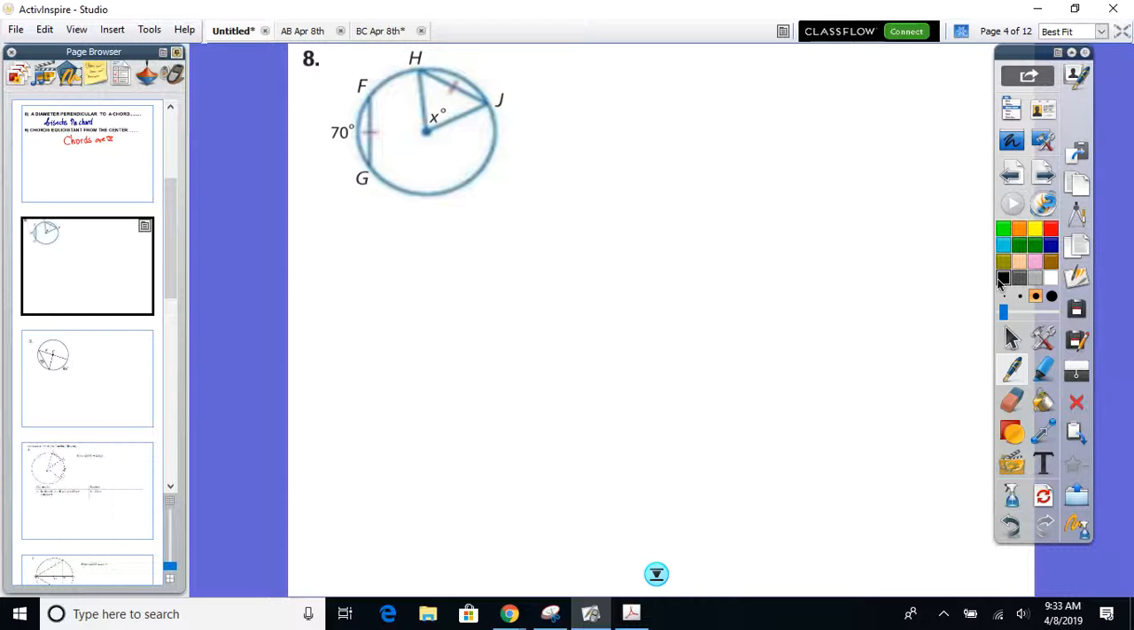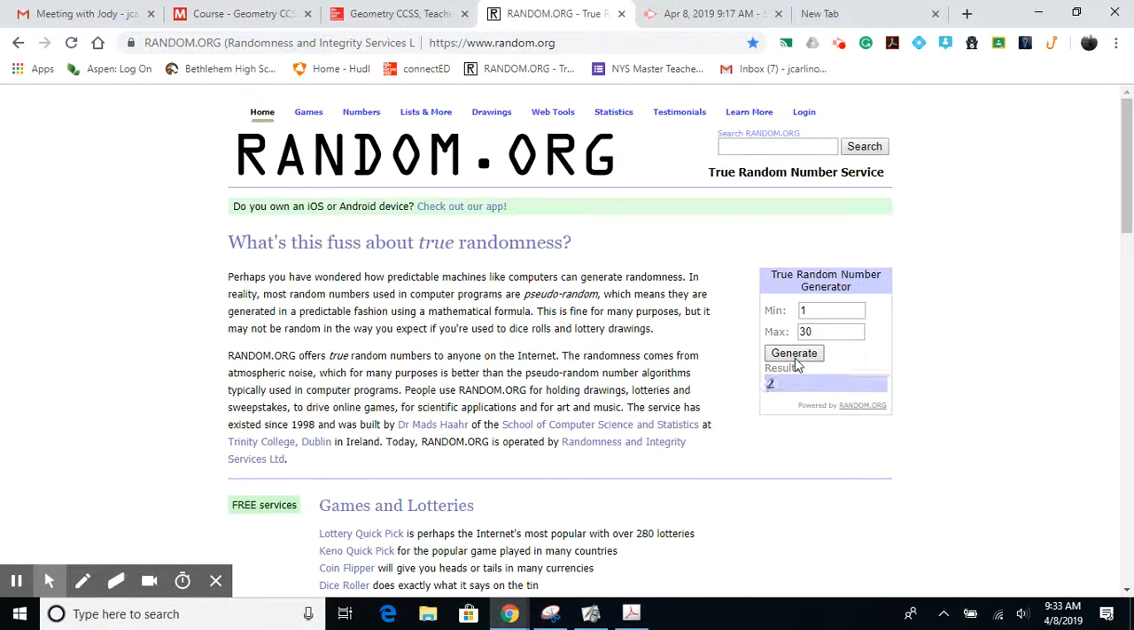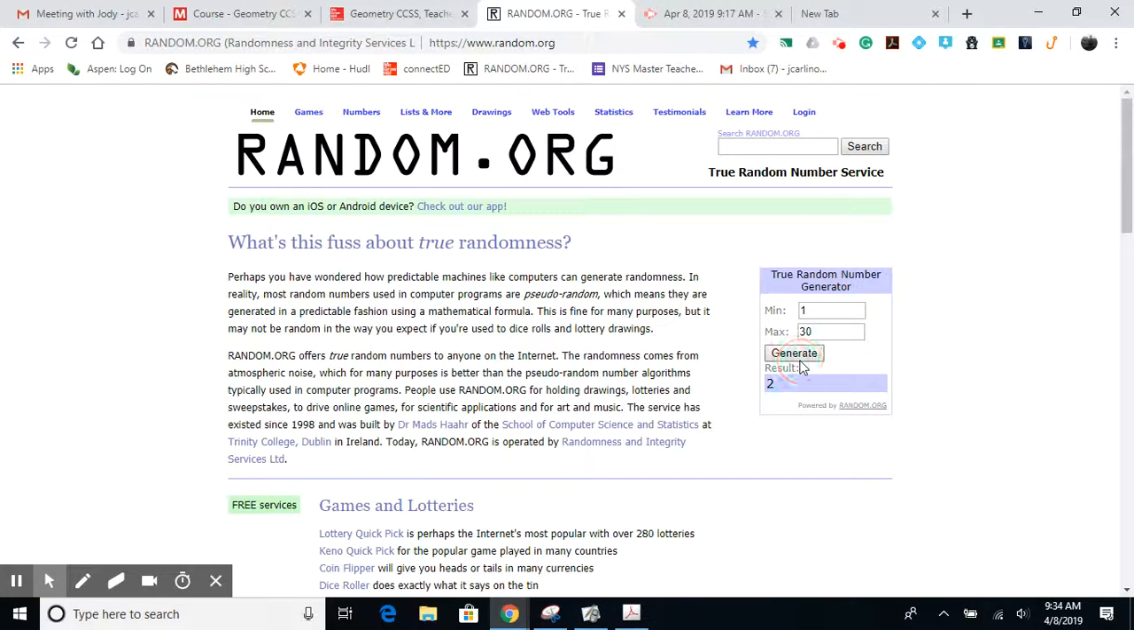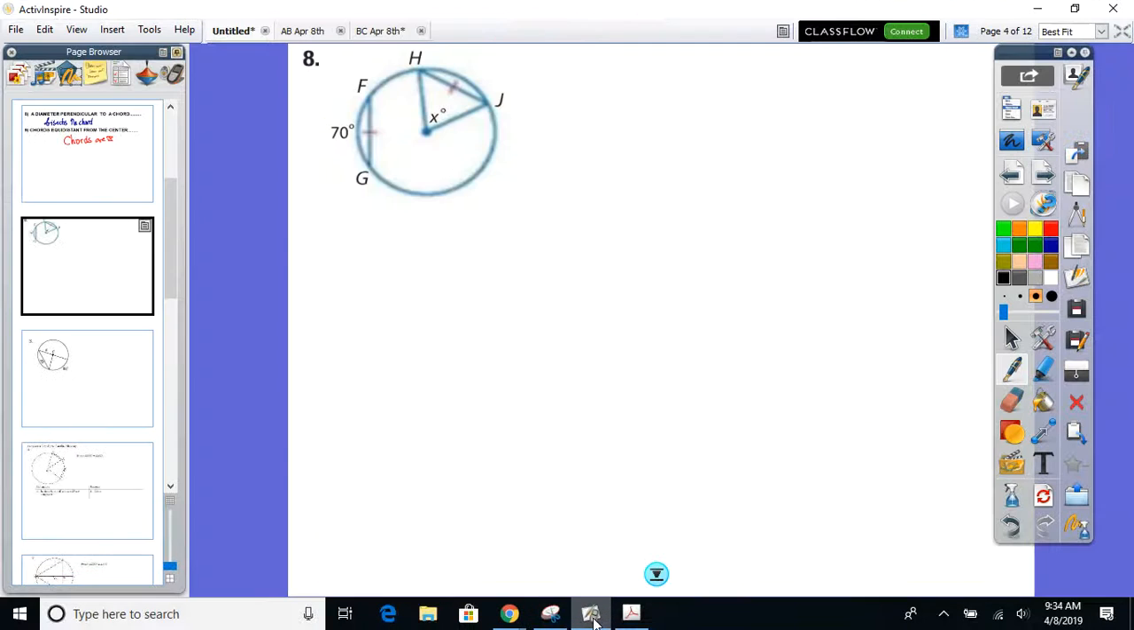How'd you guys find X? First question for you: what are HJ and FG in the circle? What do I call those? Chords. And what did I mark about them? They are congruent. You have a theorem. If the chords are congruent, so are the arc measures. This is 70.